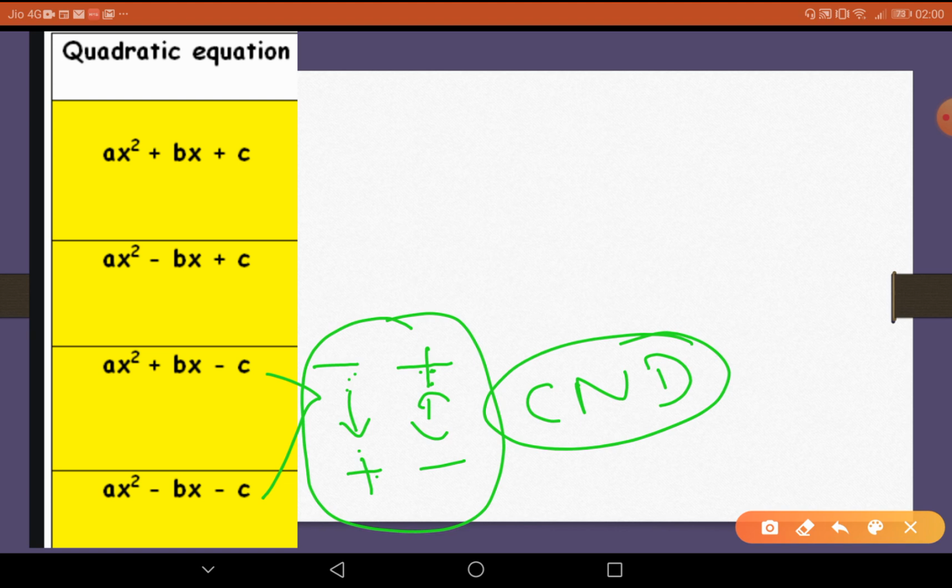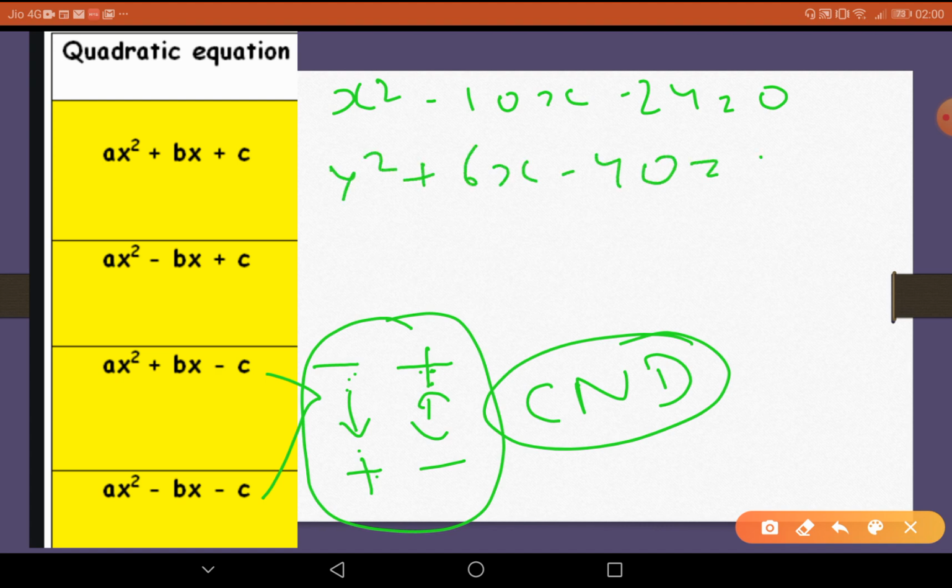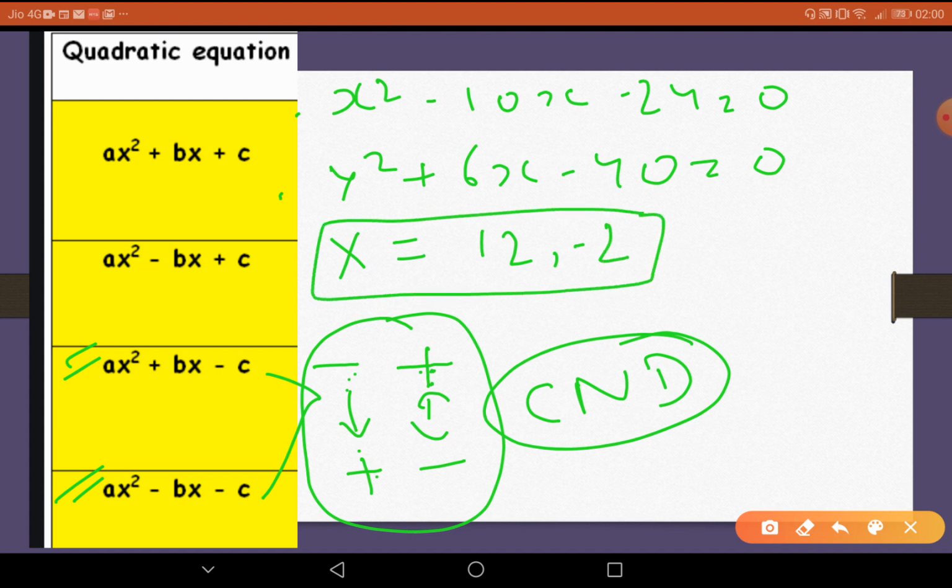So I am going to give you an example. The question is x square minus 10x minus 24 is equal to 0. And the second is y square plus 6x minus 40 is equal to 0. The thing to be noticed here is the format of each. The roots are x is equal to 12 and minus 2. To verify the trick, I am directly writing the roots. y is equal to minus 10 and 4. So these are the roots of y.